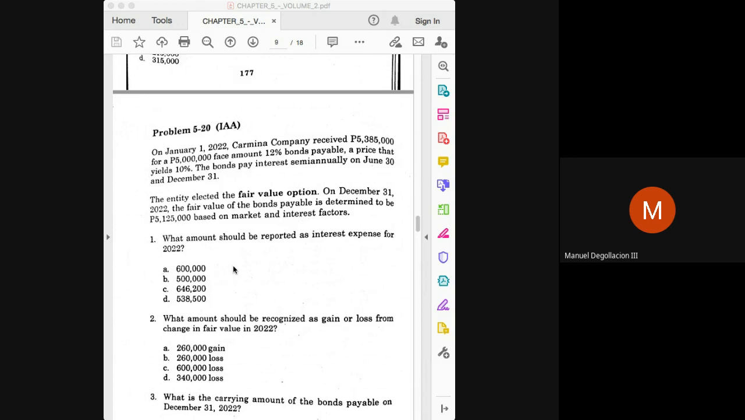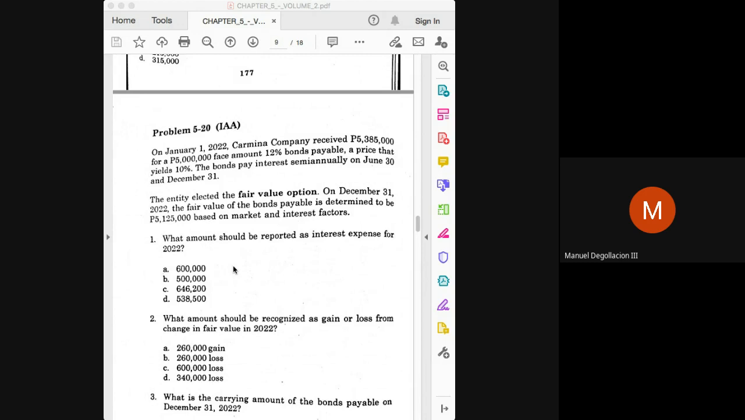How much is the difference between 5,385,000 and 5,125,000? That would be 260,000. Now the question is, is this a gain or a loss? Obviously, this is a gain. How do we know that it's a gain? Just think of it that on January 1, 2022, the initial carrying amount was 5,385,000. That means on January 1, your liability was at 5,385,000. But on December 31, it should be changed to its fair value. And how much is the fair value on December 31? It's 5,125,000, meaning your liability has gone smaller. So if your liability goes down, then that will result in a gain. That is considered a gain on your part.